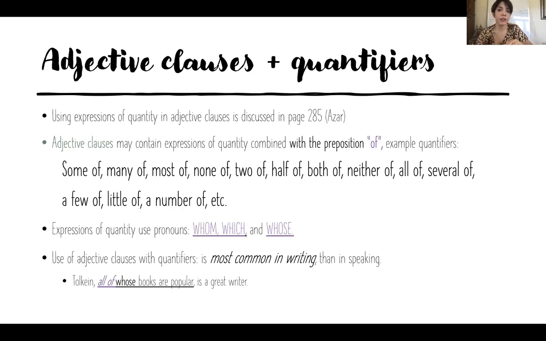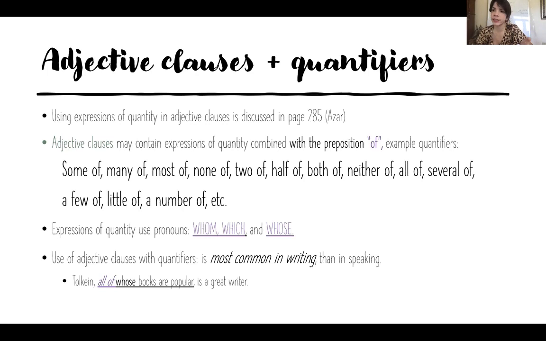So expressions of quantities also typically combine with specific pronouns. It doesn't mean that they can combine with any of the ones that we've listed so far that are characteristic of adjective clauses, but that expressions of quantity typically possess either whom, which, or whose. Okay? And also important to know that the use of adjective clauses with quantifiers is most common in writing, but in conversational speech, in day-to-day interactions, it's less common.